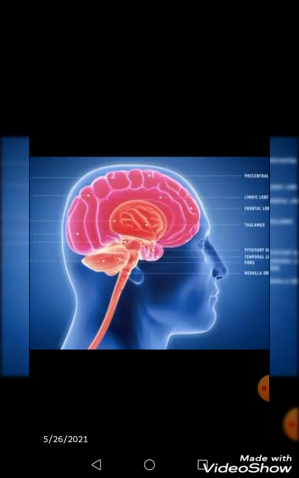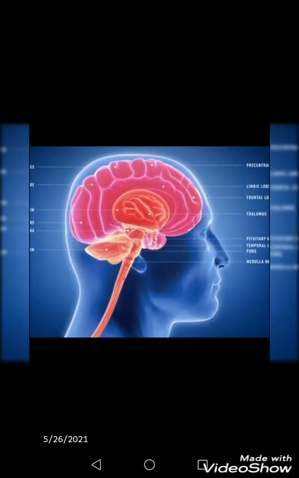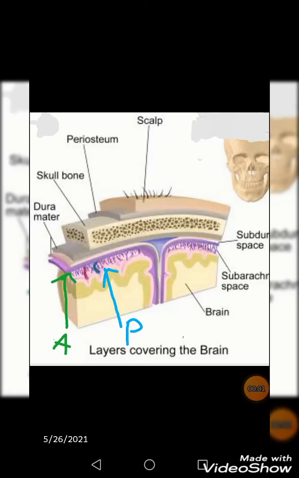And why are they soft and gelatinous? Because they have less intercellular connective tissue, right? Now we have to discuss the meningeal covering first.